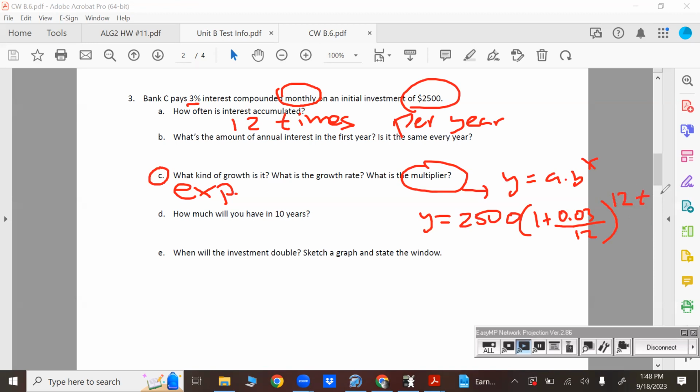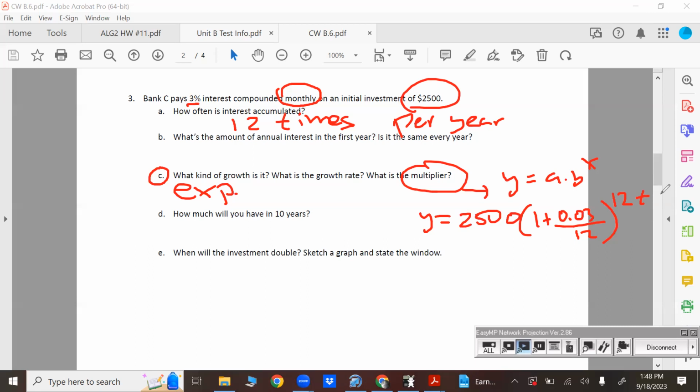Okay, let's think about what happened here. The 0.03 has to be spread out over 12 months because you're told it's compounded monthly. So that 3% is spread out over 12 months. That's why you do 0.03 divided by 12. Wait, but if it's going monthly, wouldn't it be 30 times? Let me get to that point. Okay, guys, let me explain. You asked a great question.